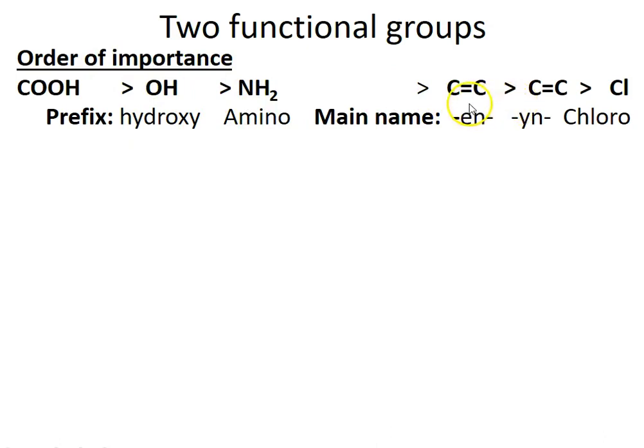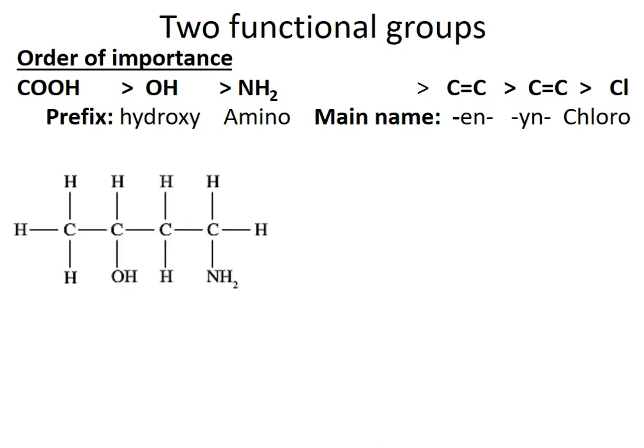Alkenes and alkynes, even though they're of less importance, they actually change the main name. So if you have an alkene or an alkyne, and any of these, then you add that in the main name. That's why I've got the little brackets on either side, because you have to put them with the number in the main name.